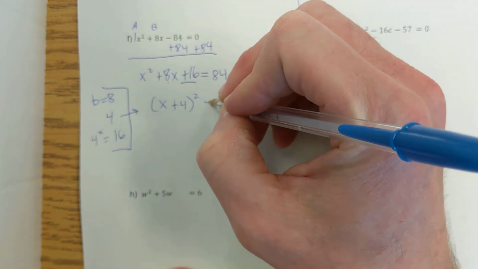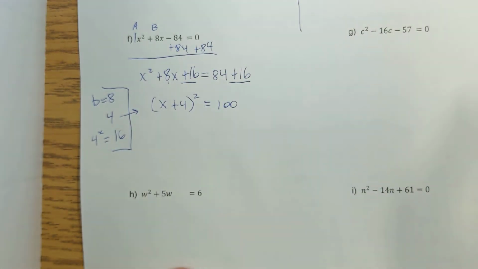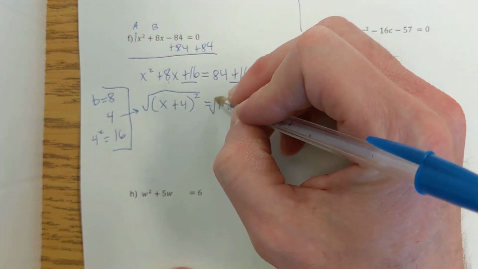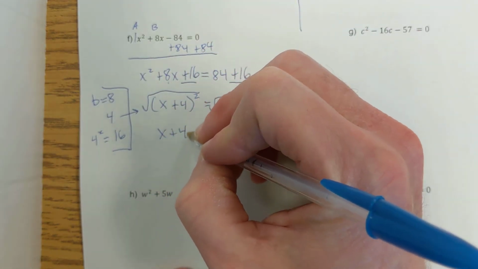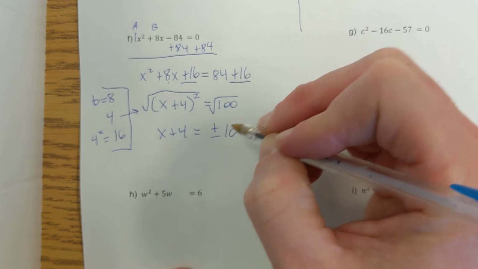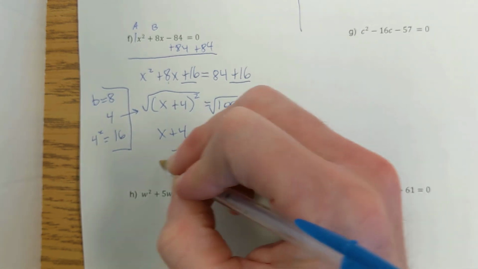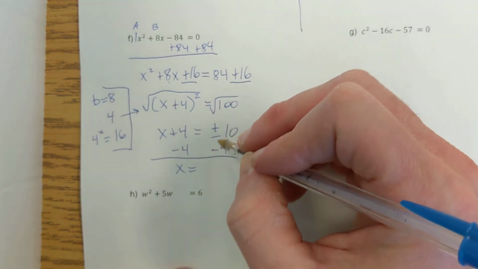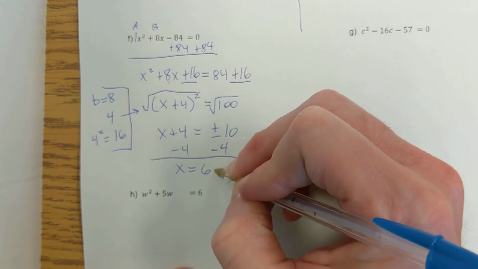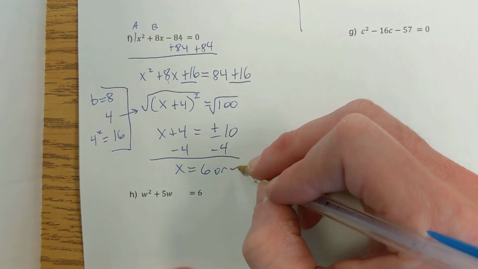X plus 4 squared is equal to 100. We're going to take the square root of both sides. We get x plus 4 is equal to plus and minus 10. We subtract 4. We're using our solve by square roots. Positive 10 minus 4 is 6. Negative 10 minus 4 is negative 14.